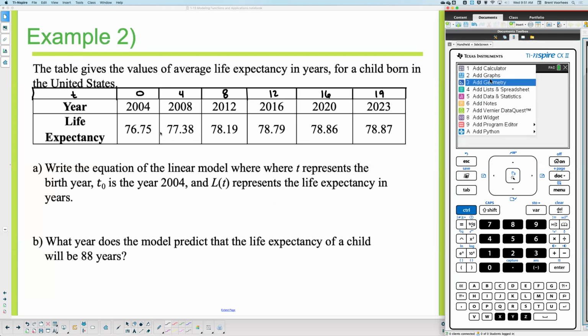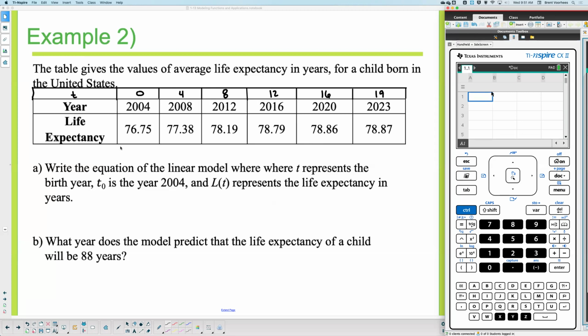All right, so where do we go first? Do y'all remember where we go when we see a table like this? Spreadsheets. They're using the variables t and L of t. So I'm going to go up top and put a t here, and then I'm going to put an L in the next column.